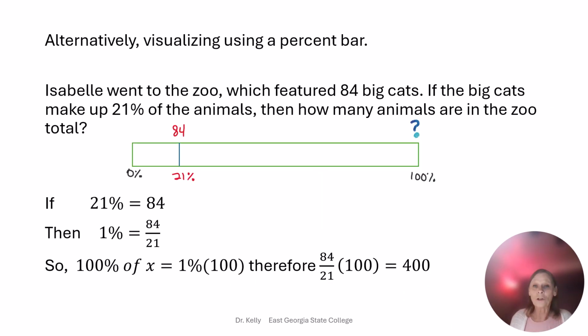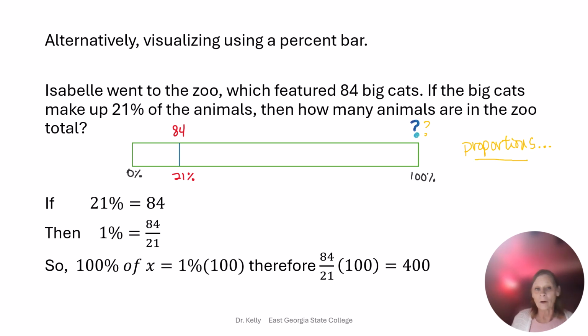All right. Alternatively, we can do the same problem, visualizing it using a percent bar. So I have a percent bar here. I have shown the 21% stands for 84 of the animals, and 100% is I don't know how many animals. And from there, you could work the proportion. For sure, if you've got someone that needs the visualization, this is a good place to start on the proportions.